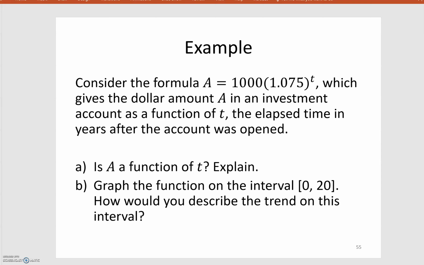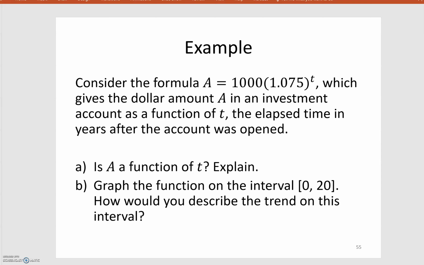So let's continue talking about functions and function behaviors and move into actually looking at some examples of symbolically defined functions and how we work with them. So here's an example of a symbolically defined function. It's also defined in words. Consider the formula A equals 1000 times 1.075 to the exponent t, which gives the dollar amount A in an investment account as a function of t, the elapsed time in years after the account was opened.